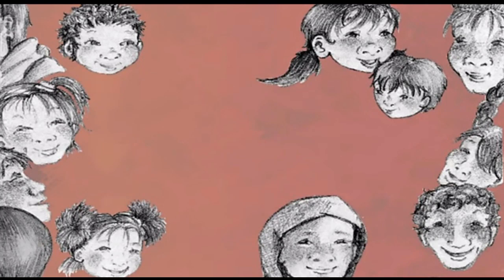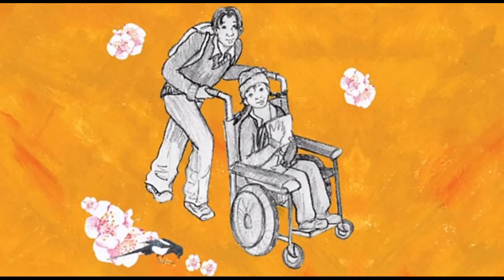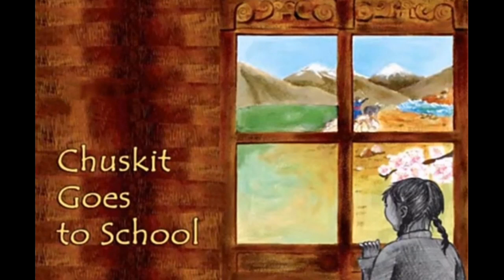All the children were happy. At the end of the day, it was a tired but happy group of children that returned to their homes. The path from Chuskit's home to the school was now ready. Chuskit was going to school for the first time in her life, and that's why she was so excited. Her dream had come true, and today was that special day for Chuskit. Children, I hope you all understand the story. This is the story of Chuskit Goes to School.